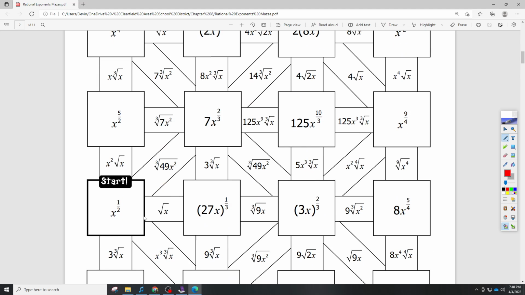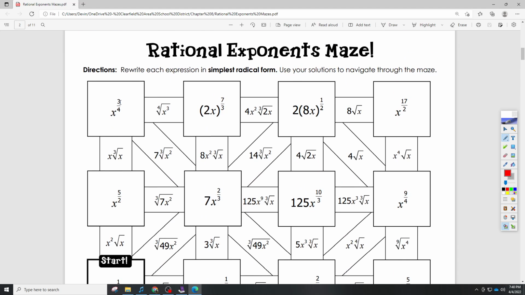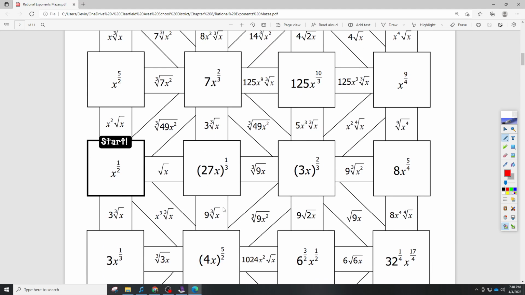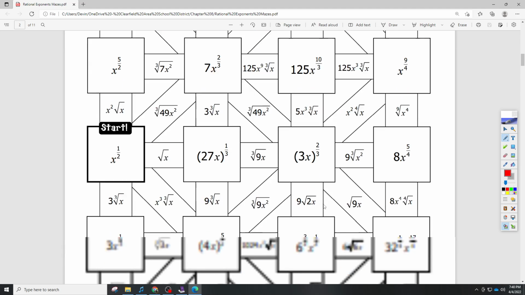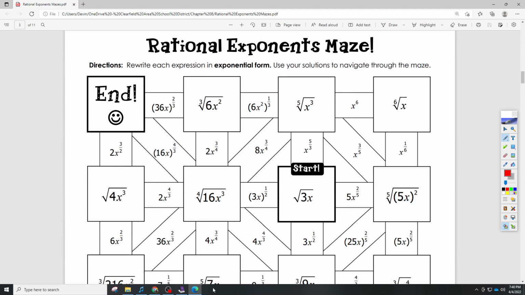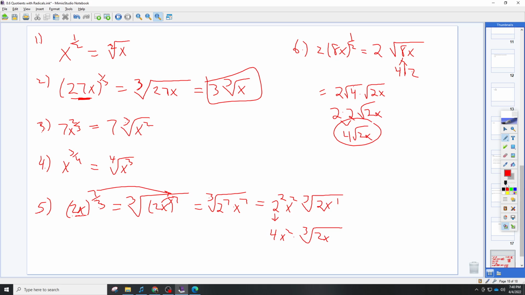And so we did how many? 1, 2, 3, 4, 5. We did 6 problems together. And now you're on your 7th one. Eventually you'll make your way through this maze and get down to the end where it says end. Okay, the other side. So let's go ahead and erase this.